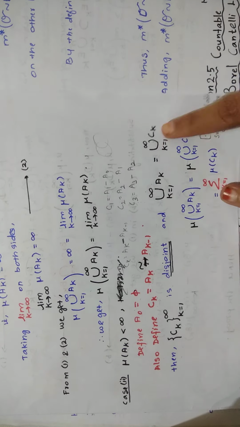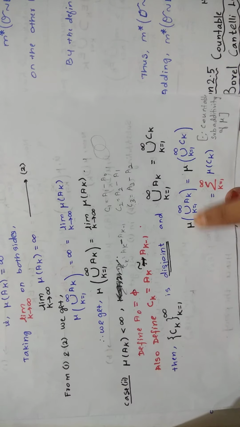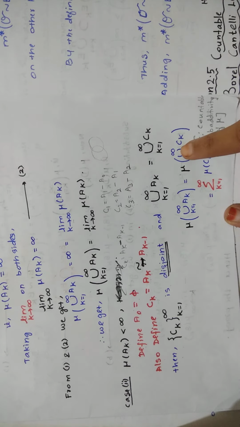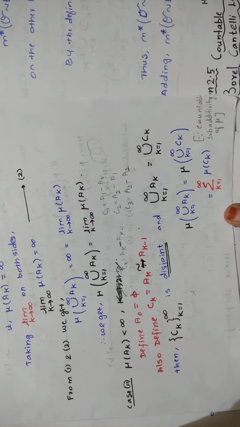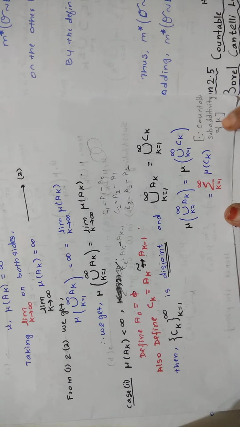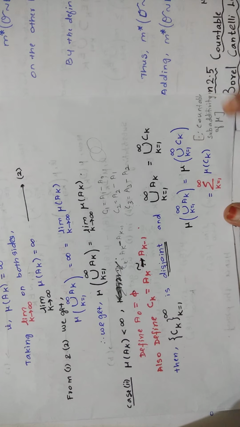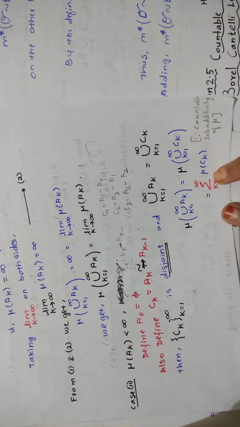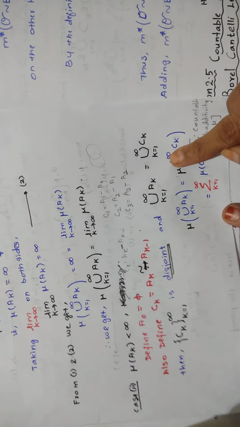Okay, so that is what you are writing here. Now you are taking measure on both sides. So you will get this. Now this can be written like this. You have a proposition. The name of the proposition is countable subadditivity of mu. You are using that proposition here. By using that proposition, you can write like this.